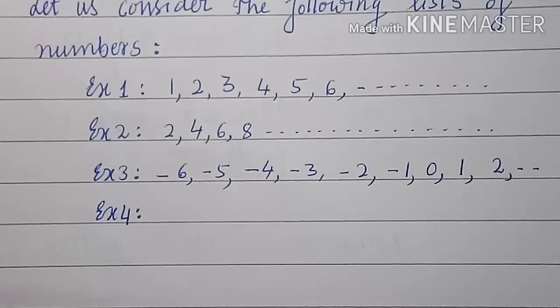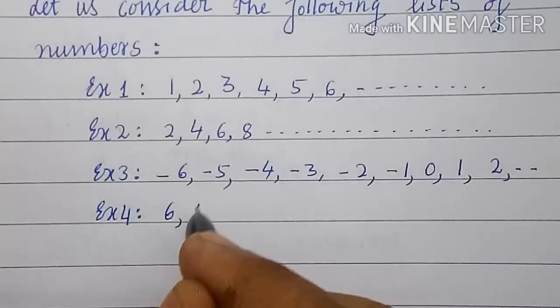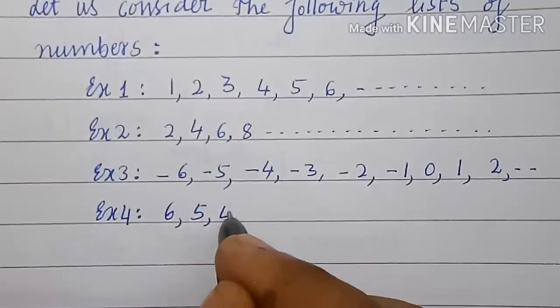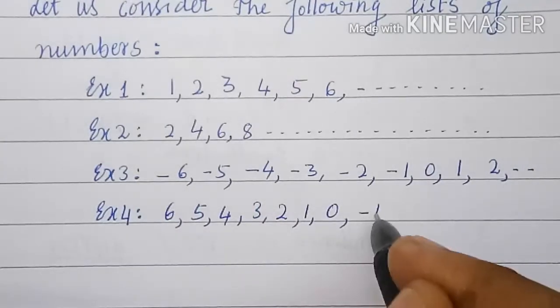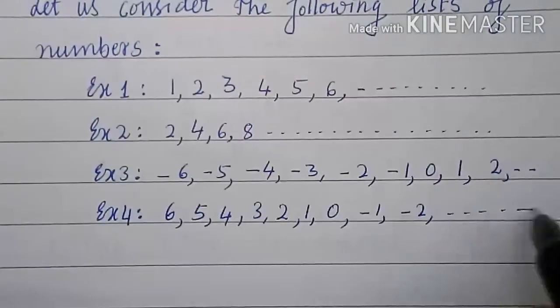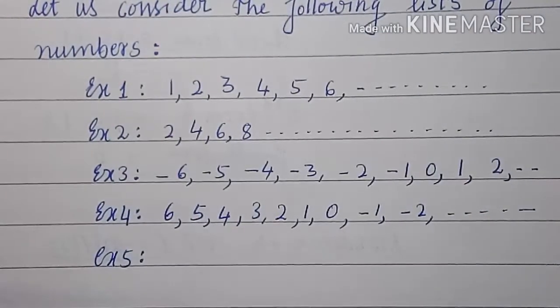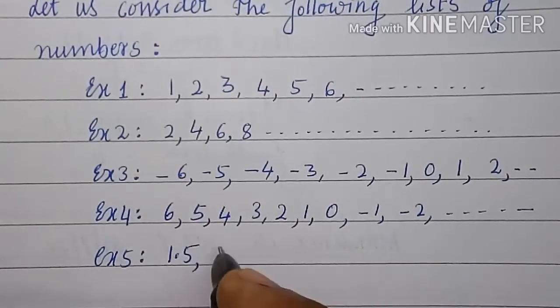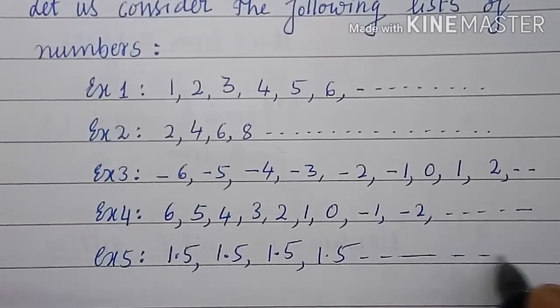Example 4. 6, 5, 4, 3, 2, 1, 0, -1, -2, and so on. Example 5. 1.5, 1.5, 1.5, 1.5, and so on.